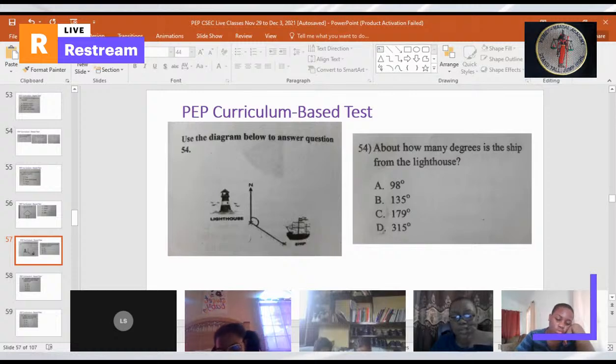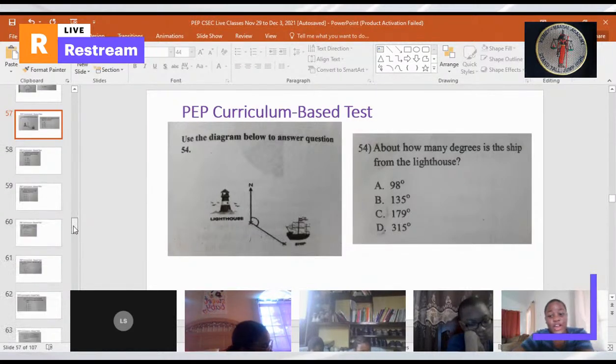I would say B, since the line is not really that far from becoming a right angle, and 179 would be close to making a straight angle. So this line is halfway between east and south. From north to east is 90 degrees, and halfway between east and south is 45 degrees. So 90 plus 45 gives 135 degrees. So it is B, 135 degrees.